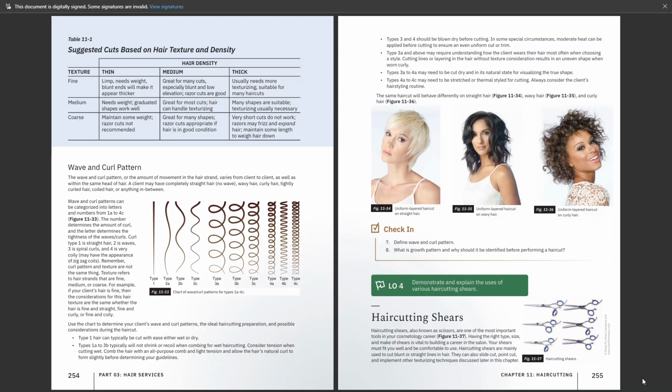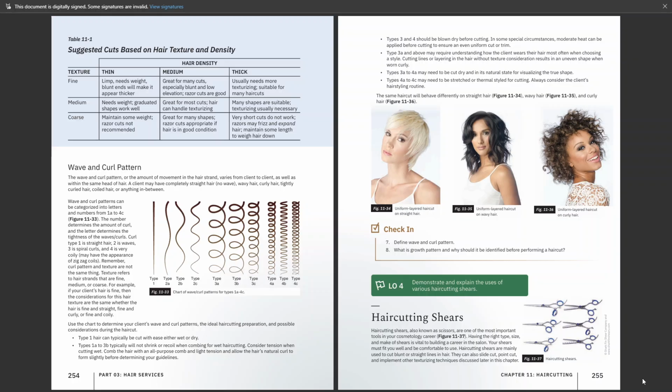Type 1 hair can typically be cut with ease, either wet or dry. Types 1A to 3B typically will not shrink or recoil when combing or wetting hair. Consider tension when cutting wet. Comb the hair with an all-purpose comb and light tension, and allow the hair's natural curl to form slightly before determining your guidelines. Types 3 and 4 should be blown dry before cutting.